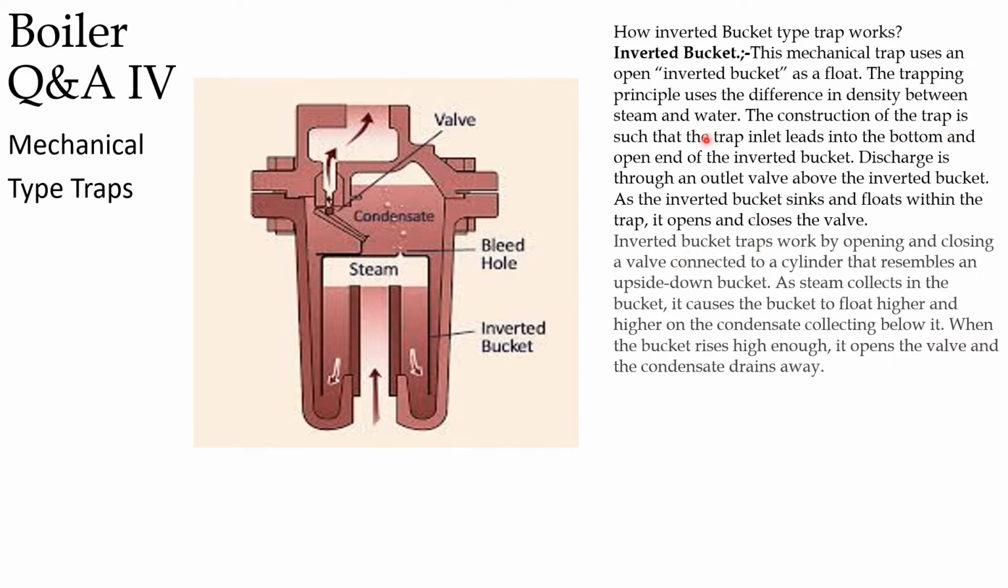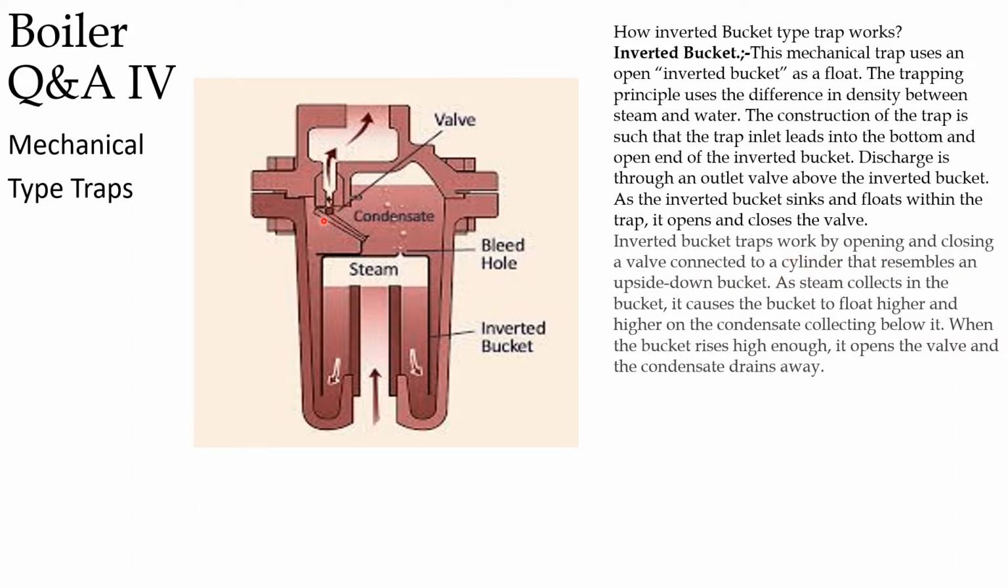The construction of the trap is such that the trap inlet leads in the bottom and open end of the inverted bucket. Discharge is through an outlet valve above the inverted bucket, the discharge line. As the inverted bucket sinks and floats within the trap, it opens and closes the valve. Inverted bucket traps work by opening and closing a valve connected to a cylinder.